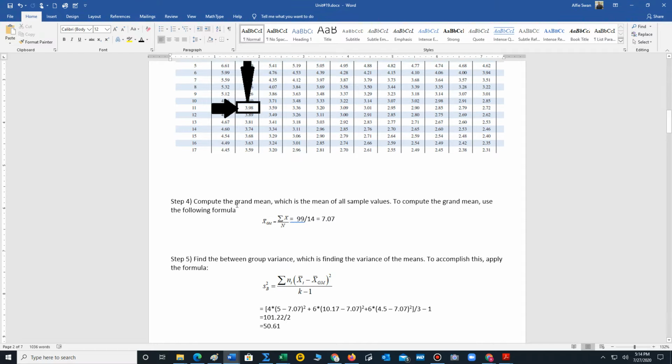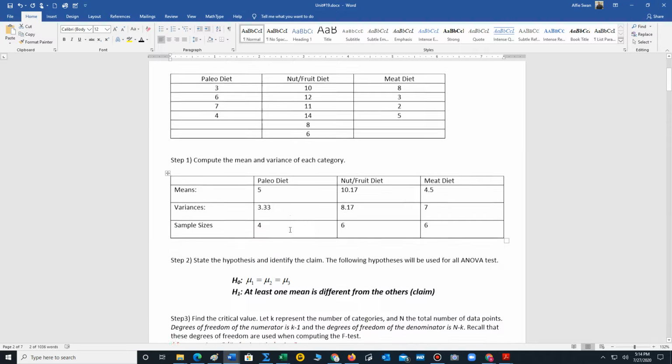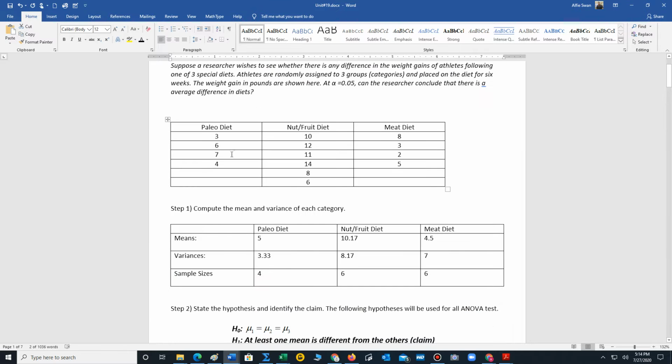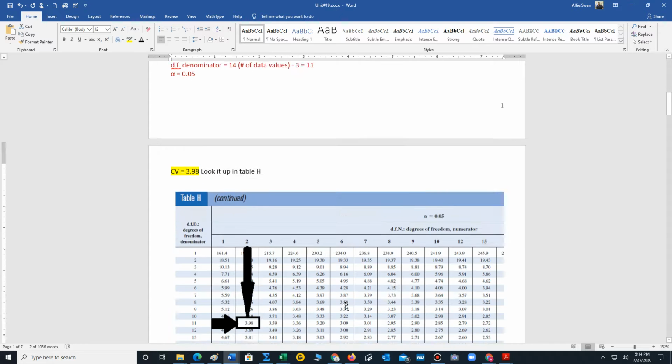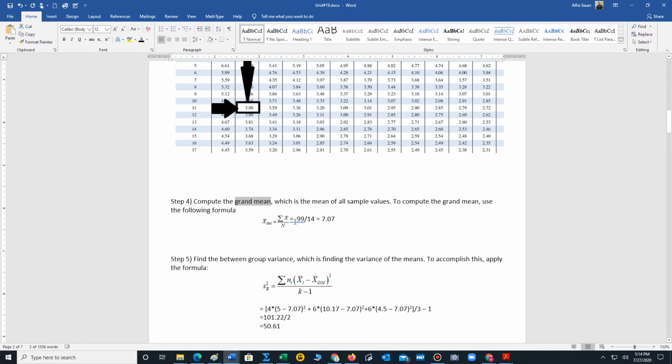Next step, we compute what's called the grand mean. So the grand mean is basically the mean of all your data values. So these are all the data values here. You just add them all up, divide by 14. So in this problem, the grand mean is 99 divided by 14. We round it to 7.07.